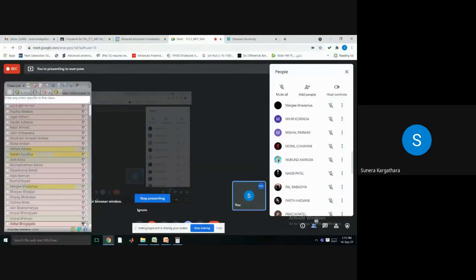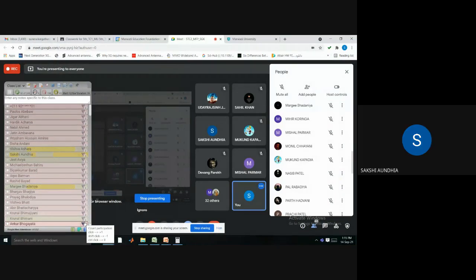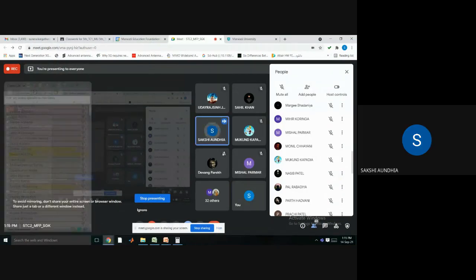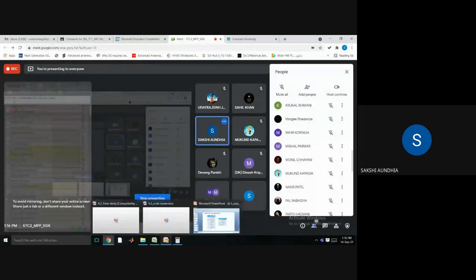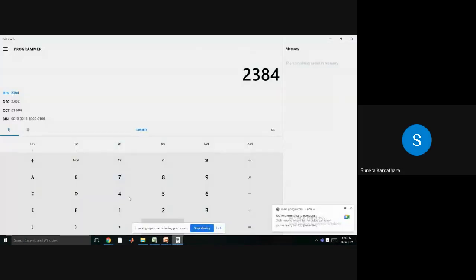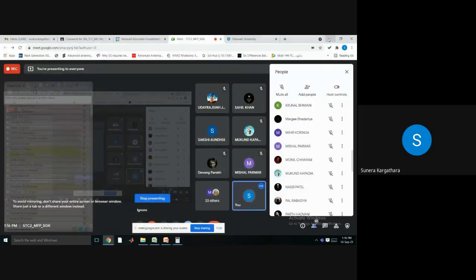Ma'am, I have seen in Google that zero's ASCII value is 48. Yes, just tell me. I have tried to show in Google what the ASCII value of 0 is, and it's showing me 48. Now convert it into hexadecimal. Okay.